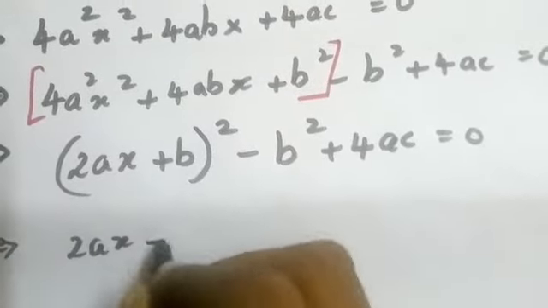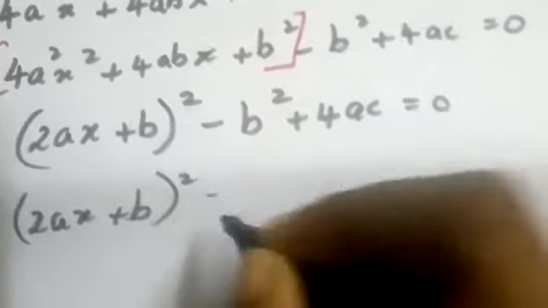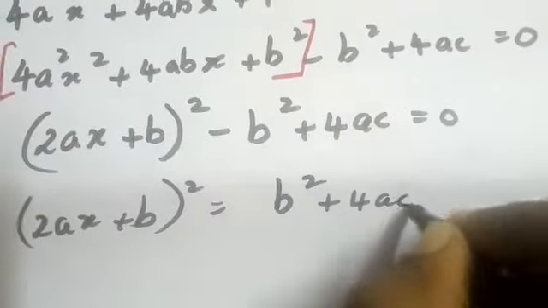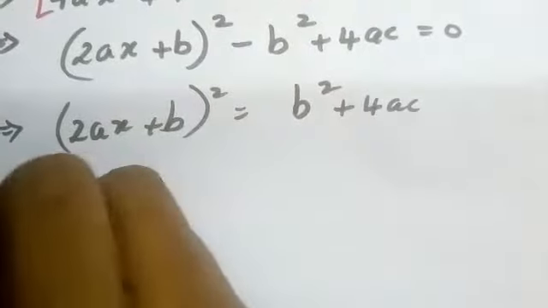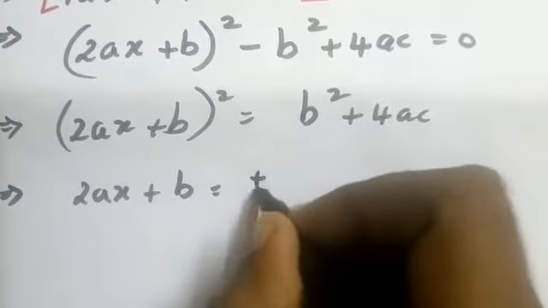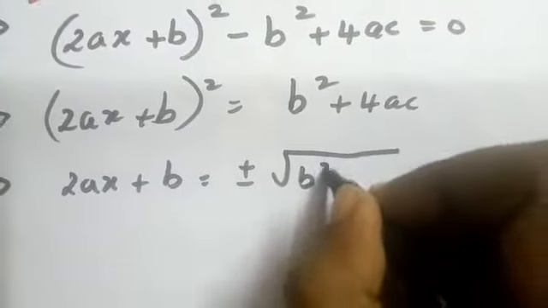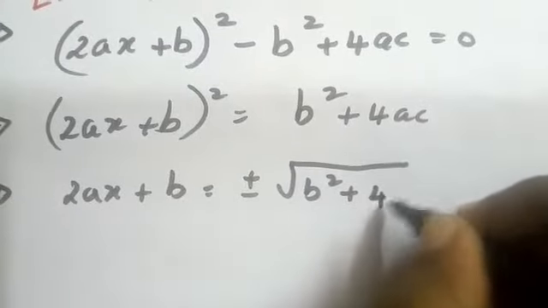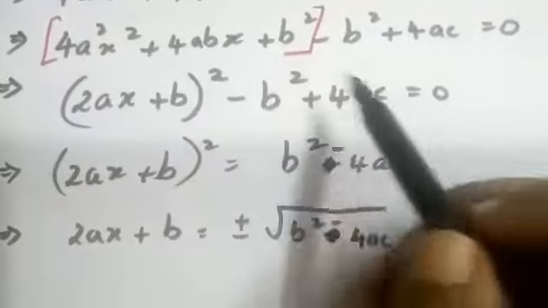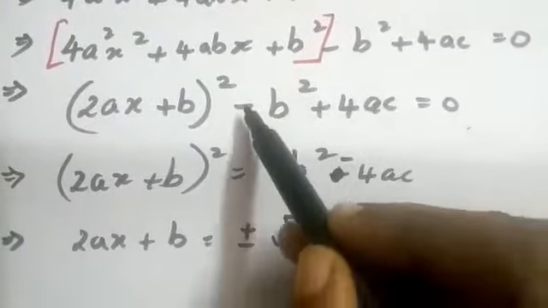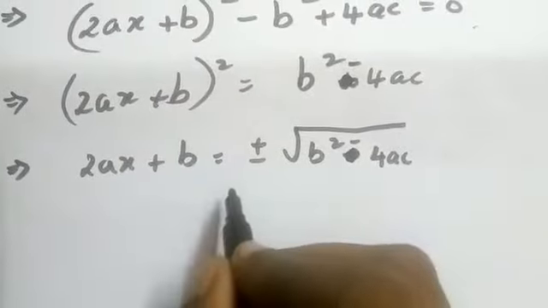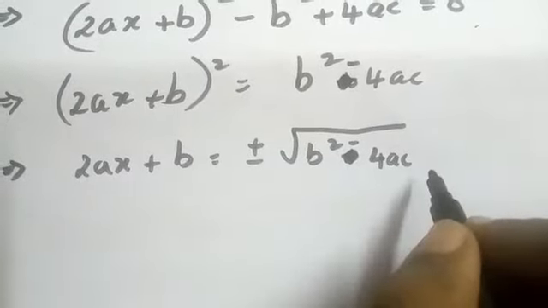For the next step, we are going to take these two terms to the other side. It becomes b square minus 4ac. Now apply square roots, which will give you 2ax plus b is equal to plus or minus square root of b square minus 4ac. For both these, because if you take these to the other side, it should be plus b square and minus 4ac. So it must be 2ax plus b is equal to plus or minus root of b square minus 4ac.